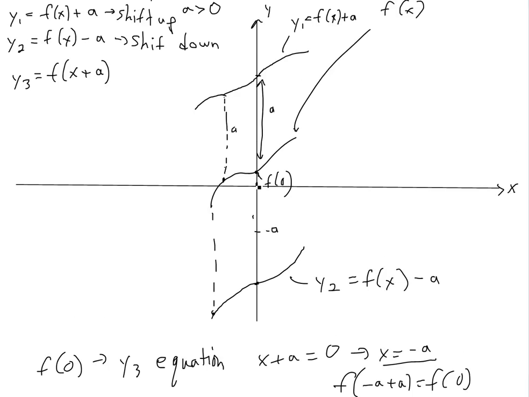Here this is 0. To get this one, we're shifting all the way here, which is negative a. We do that for every single part here. So now all of this is a shift to the left. So y3 equals f of x plus a, and this one is a shift left.